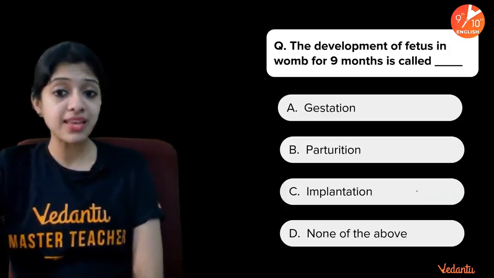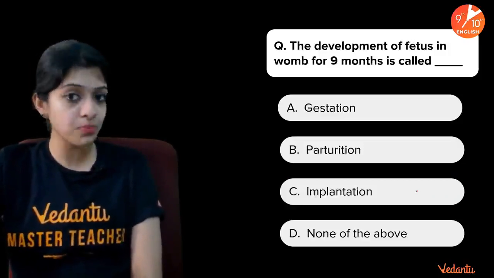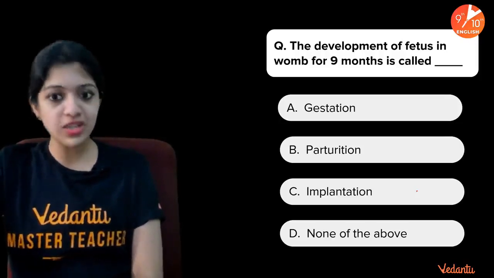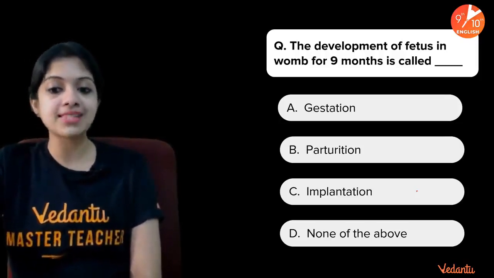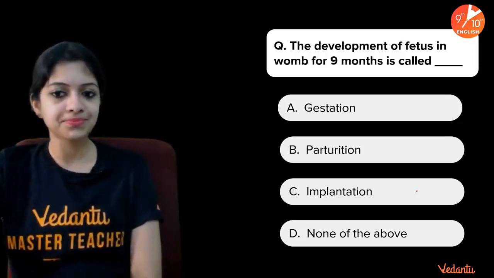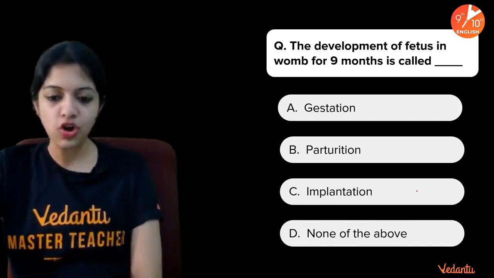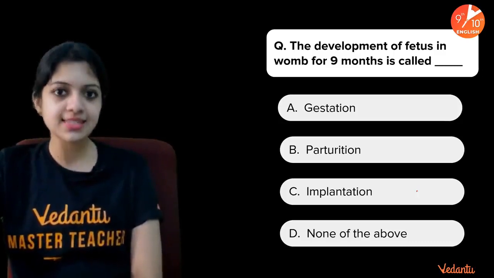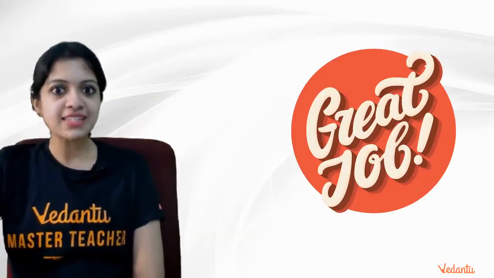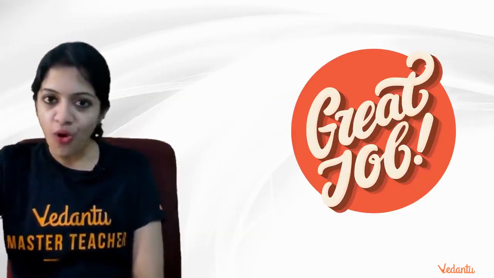The development of fetus in the womb for 9 months, womb is the uterus, for 9 months is called dash. Gestation, parturition, implantation, none of these. Yes, the 9 months of pregnancy, we call it. Yes, your time is up. The answer is gestation. Great job, guys, if you have done all the questions correctly.